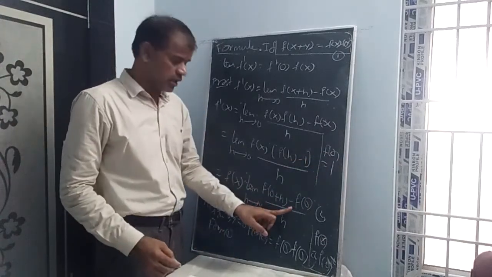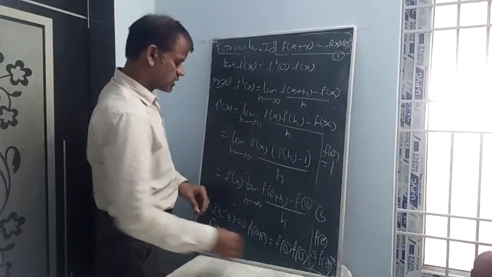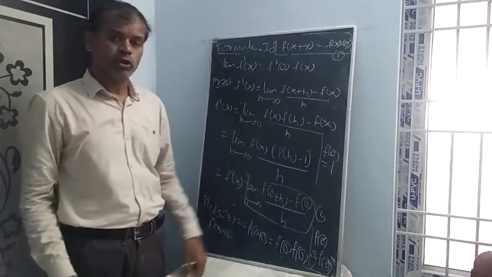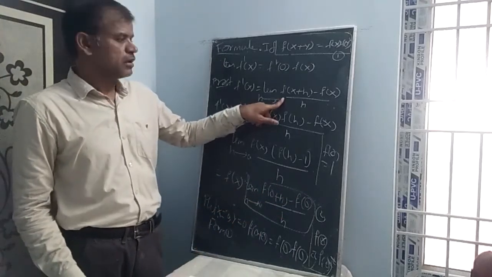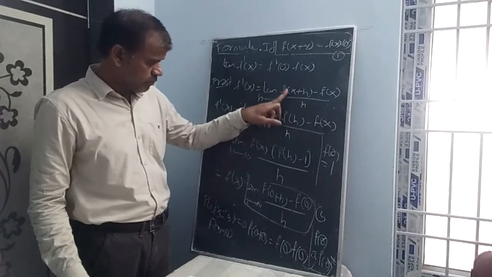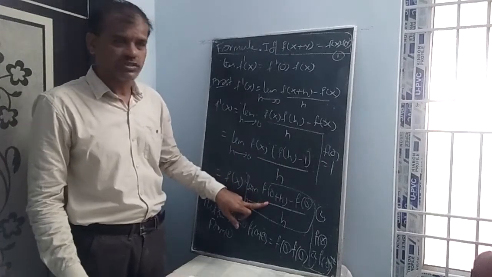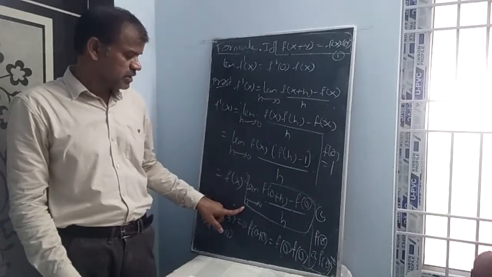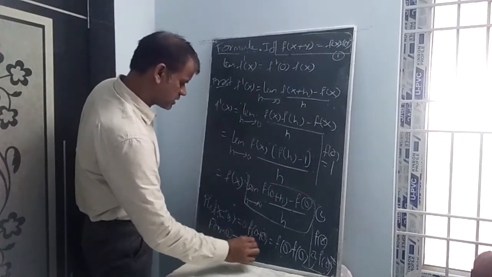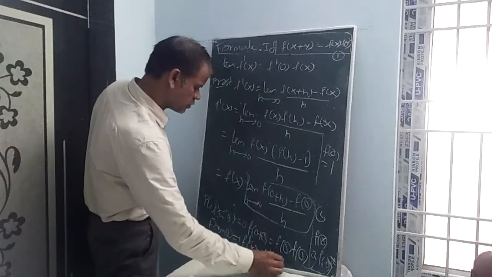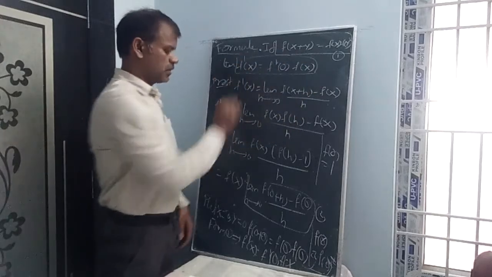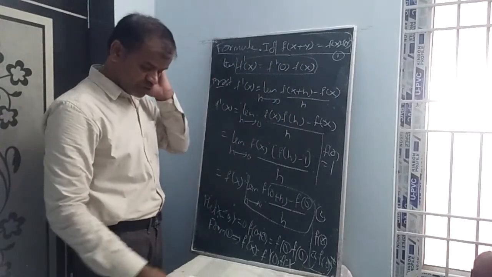Instead of 1, I substitute f of 0. So you can understand now f of x into the limit as h tends to 0 of f of 0 plus h minus f of 0 whole by h. This is nothing but the formula f of x plus h minus f of x by h, with 0 in place of x, so it is nothing but f dash 0. That implies the formula f dash x is equal to f dash 0 into f of x.